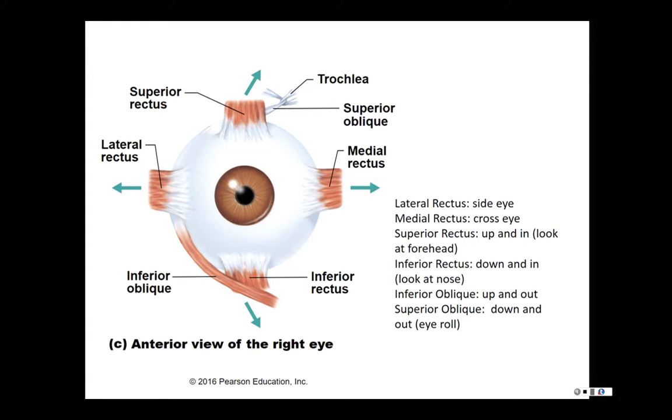By cranial nerves, lateral rectus, anyone remember from lab, is controlled by, which is an A. Abducens, very good. The abducens cranial nerve controls lateral rectus. Think side eye, abduct the eye. Superior oblique is trochlear.